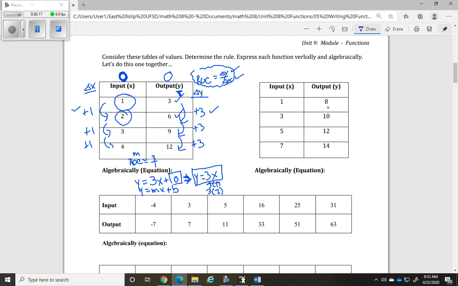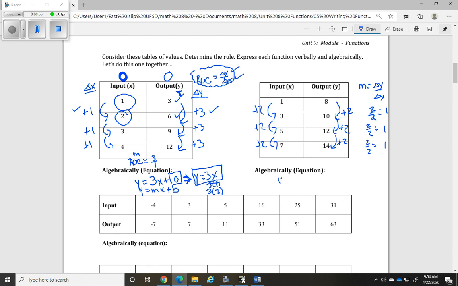On this next one, we'll do this together as well. This is going up by 2, up by 2, up by 2. And the x values are also going up by 2. So if the slope is change in y over change in x, it's going to be 2 over 2 each time. 2 over 2 simplifies to be 1. The rate of change is constantly 1. It has a constant rate of change, therefore it's a linear equation.